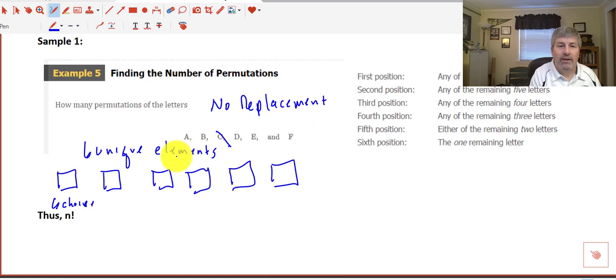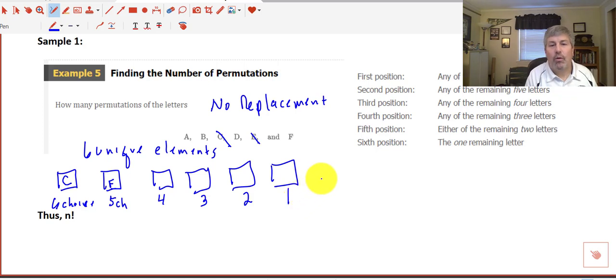Let's say I just chose C for my first box. Now, since there's no replacement, I only have 5 choices. If I choose E for my second box, now I only have 4 choices. And the next one, 3 choices, 2 choices, and finally the last one, only 1 choice. That gives 6 times 5 times 4 times 3 times 2 times 1. This is the number of permutations of this particular set, or 6 factorial.